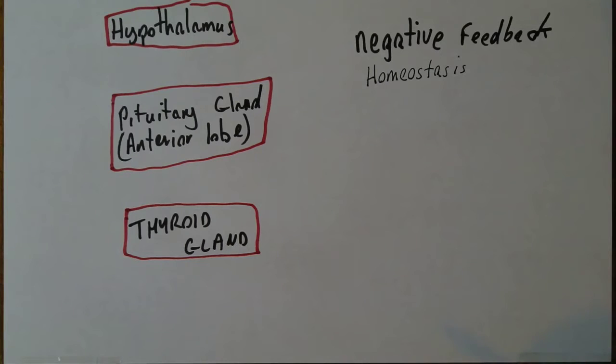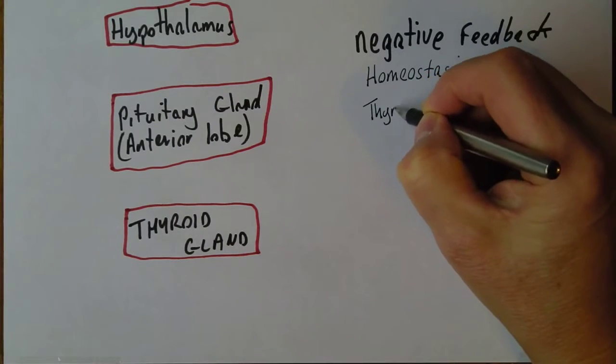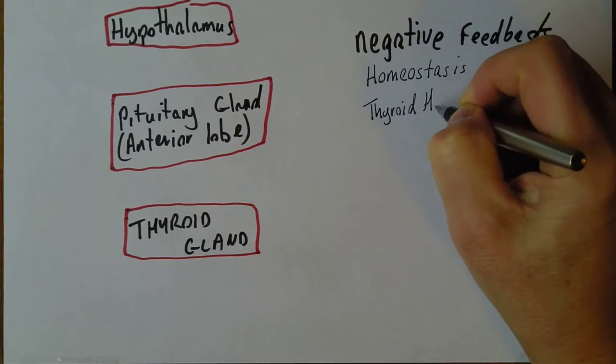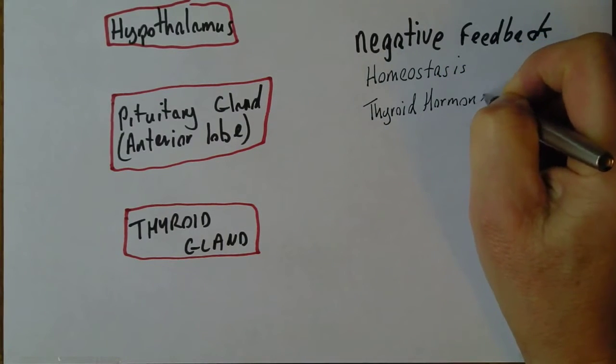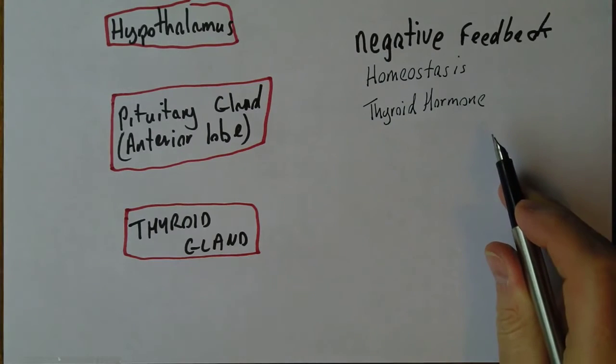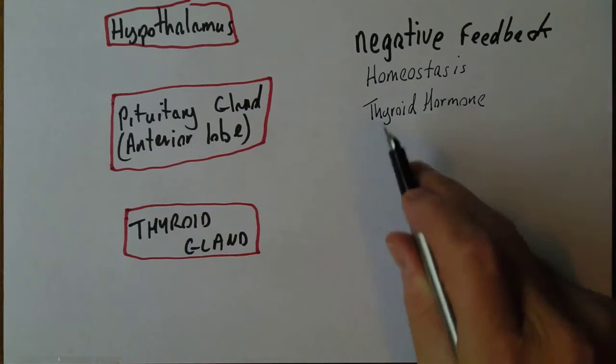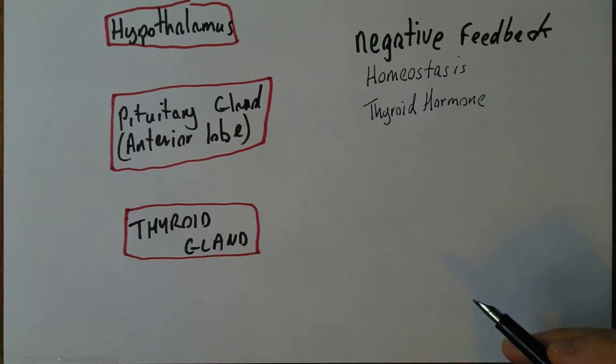Now, if we think about thyroid hormone, it's essential to regulate the amount of metabolism going on in the body, essential during growth and development for normal growth of the body, essential for normal development of the nervous system. But we don't want too much, because we don't want it to overstimulate metabolic processes.